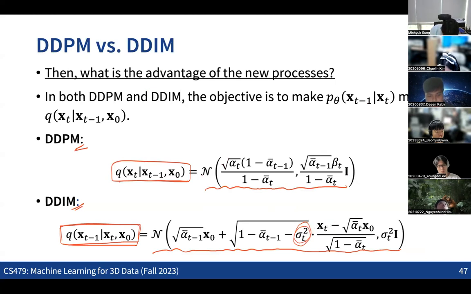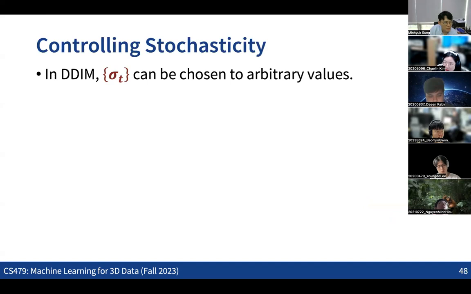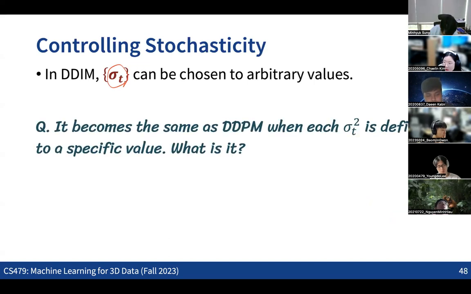So one quick question: we have the new parameters here, and in the DDIM process we can choose this sigma term as we want. Can you also make this DDIM process exactly the same as DDPM by just choosing the right numbers for this sigma here?